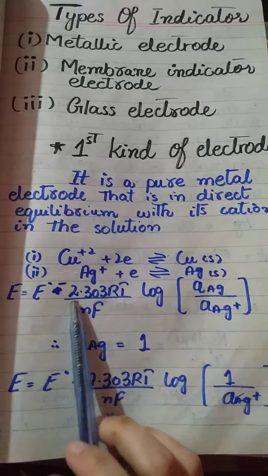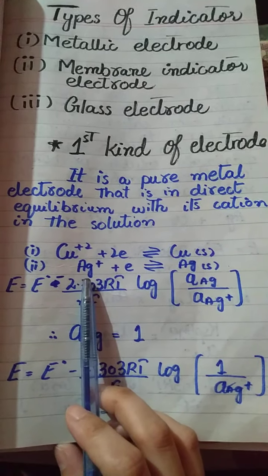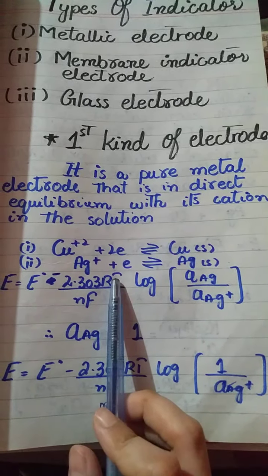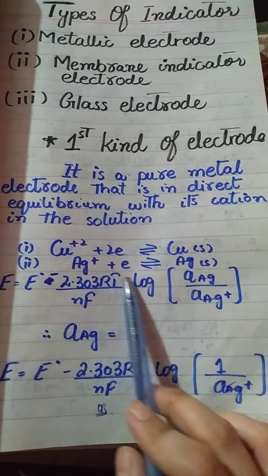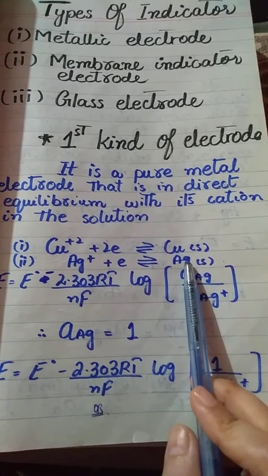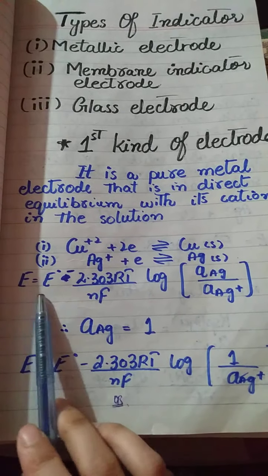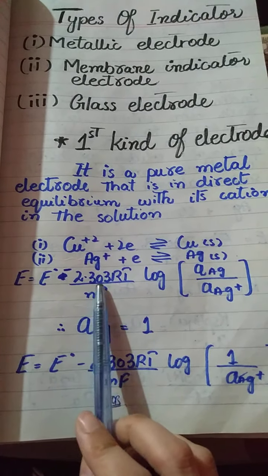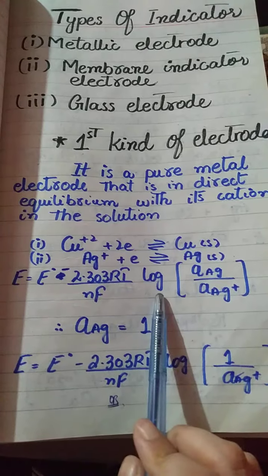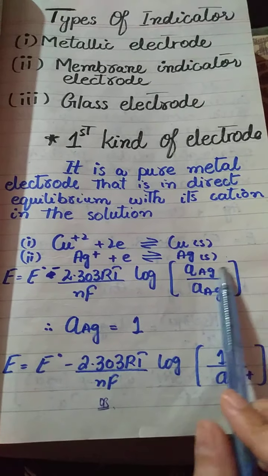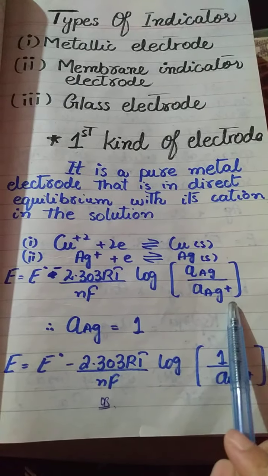For example, if we have a silver electrode dipped in its solution, a redox reaction takes place and the ion is converted into metal, for which the Nernst equation would be E equals E naught minus 2.303 RT upon nF, logarithm of activity of silver metal upon activity of silver ion.